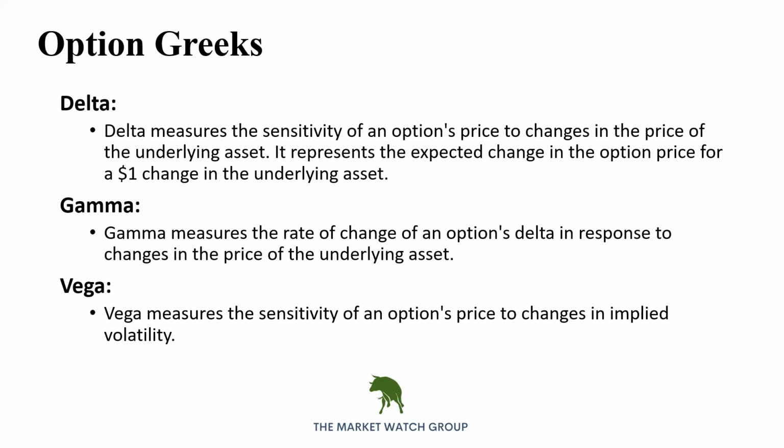Vega V, volatility. Vega measures the sensitivity of an option's price to changes in implied volatility. So when I buy an option, I'm Vega positive. That means that if volatility goes up, I make money. If volatility goes down, I lose money. Well, if volatility is going to go down and I lose money, where do I want volatility to be? Low, if I'm a buyer. High, if I'm a seller. That's how Vega informs us.